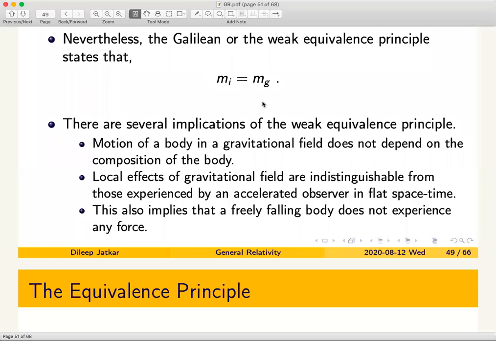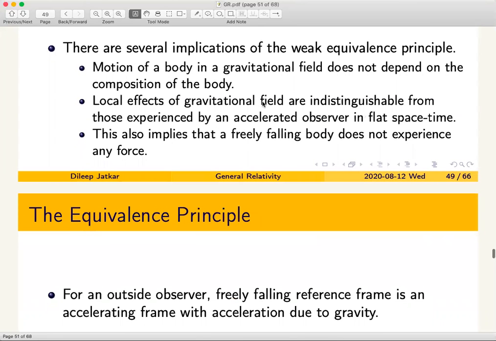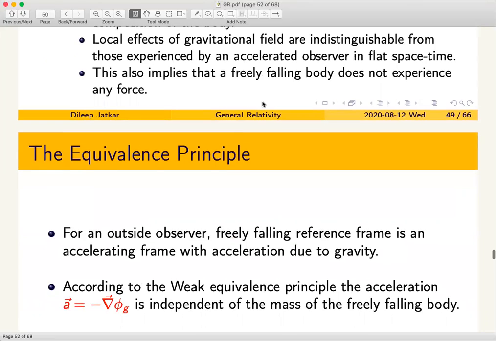So if by the local effects, you mean just those accelerations and all those things? Yeah, local accelerations only. Yeah. Okay. Yeah.